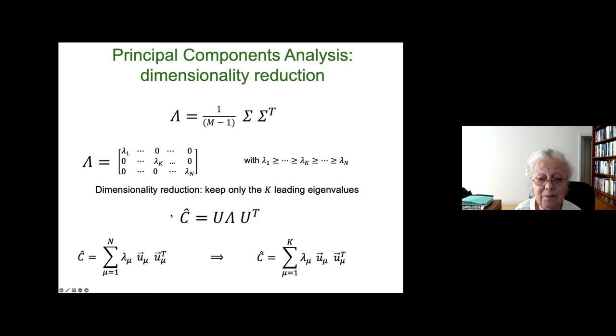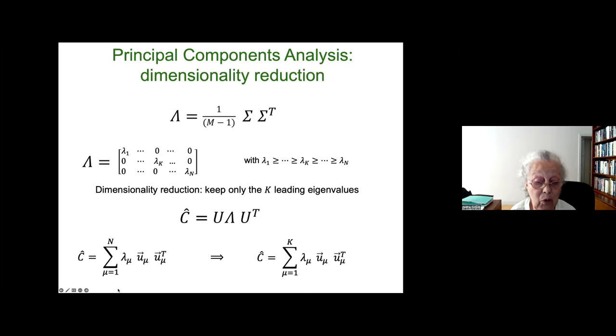So in principle, remember that the covariance matrix can be written as U lambda U transpose, which means that now I have what is called a spectral decomposition of the covariance matrix, because lambda is diagonal and U transpose is going to give me these external products. So I can write C as a sum over the n components, over the n eigenvalues and eigenvectors. Each term in the sum is a matrix given by the external product.